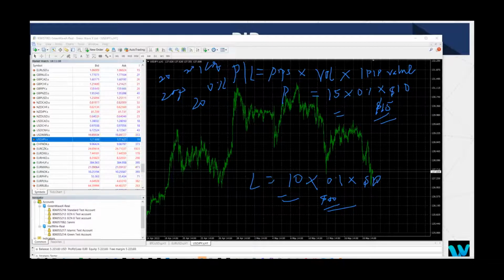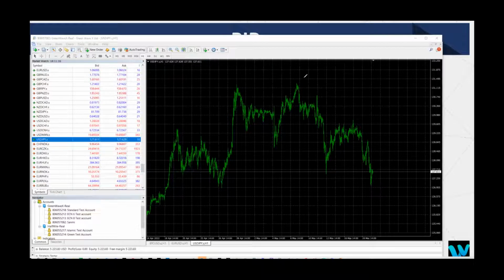So let me clean off all this. Every time you want to trade, it's important to know how many pips you intend to make, how many pips you intend to risk, then know what the size of your trade is going to be, and also understand the pip value. So for every pip you make, understand the value of one pip of the currency pair you are trading. That is what is going to determine your profit or your loss.